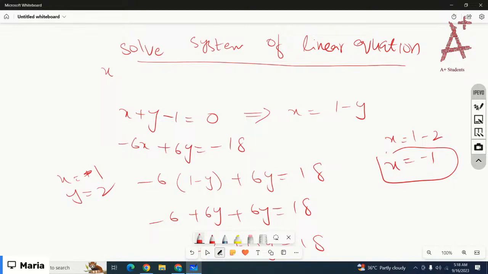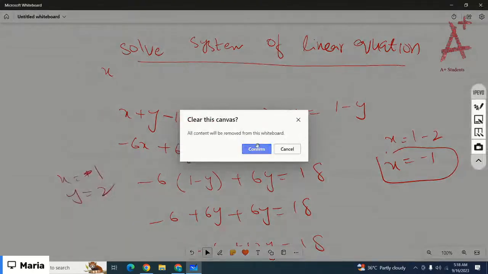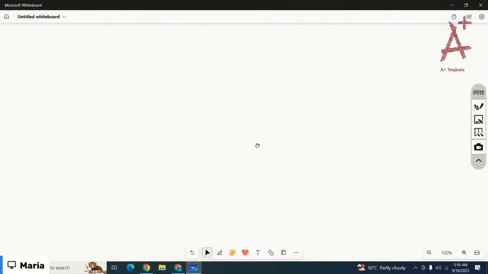Okay, let's just do another example using the graphing method, right? So that we can go through all the methods. So the next one is negative 2x equals 2y minus 12, and the other equation is y equals negative 3 over 2 x plus 7, right?